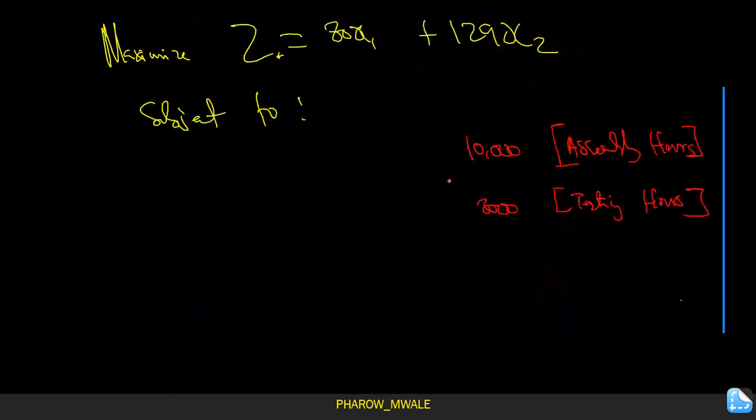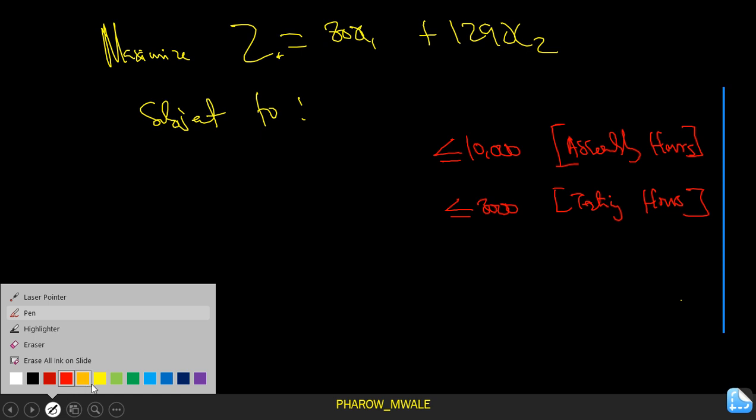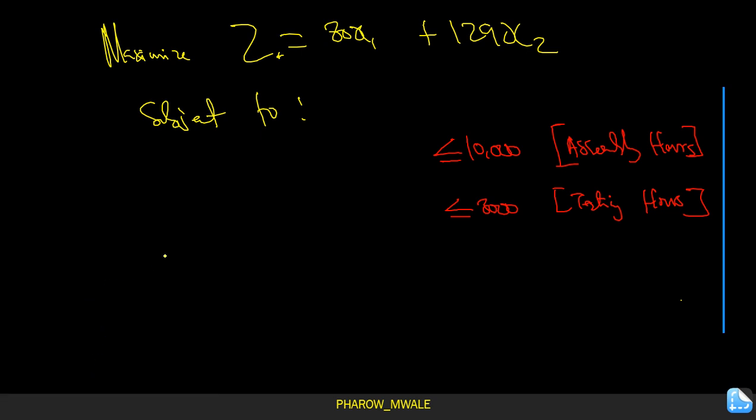So at most means the maximum you can go. Meaning you should produce less than or equal to, as we say it. So we must use 10,000 or less hours. Same thing with our testing, we can only use 3,000 or less. Okay, that is how we do it.